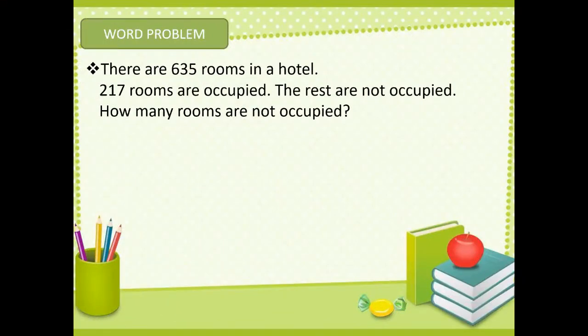There are 635 rooms in a hotel. 217 rooms are occupied. The rest are not occupied. How many rooms are not occupied? Okay sayang, listen for explanation. Okay, we need to subtract this first.